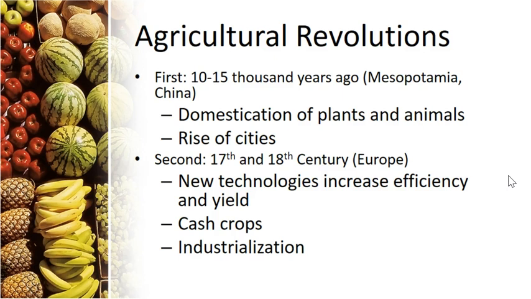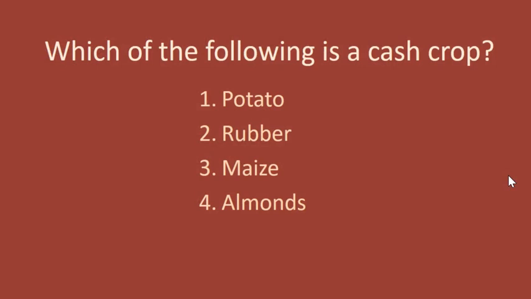And then we also have the development of cash crops, so the coffee and the tea and the chocolate and the bananas and all of that stuff. Okay, so out of those, which of these is a cash crop? Potato, corn, and almonds are all for food, right? But rubber is a cash crop. Okay, and rubber is grown plantation style, as we talked about in one of the other video notes.